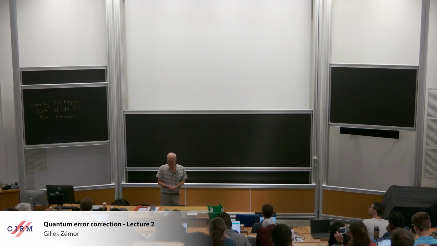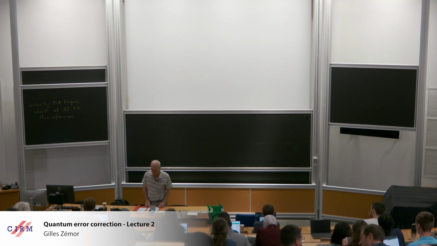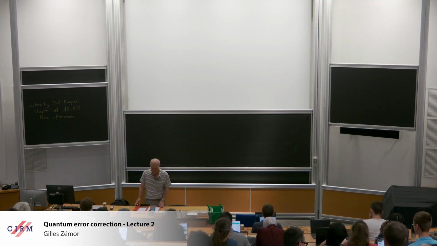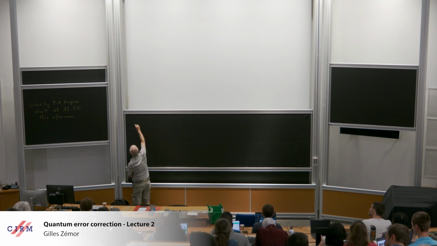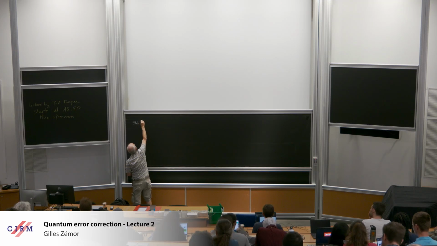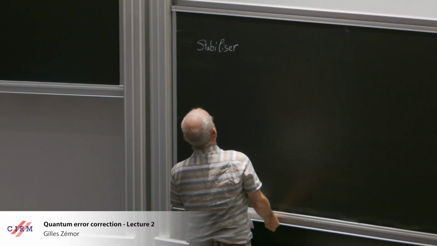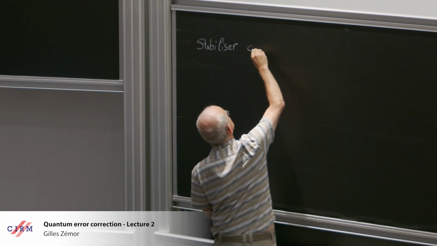So, let me continue more or less where I stopped last time. Last time I had to rush things a little at the end, so I will take up things quietly again. What I suggest I do is define general stabilizer codes and then go back to the small example of the 5-qubit code.